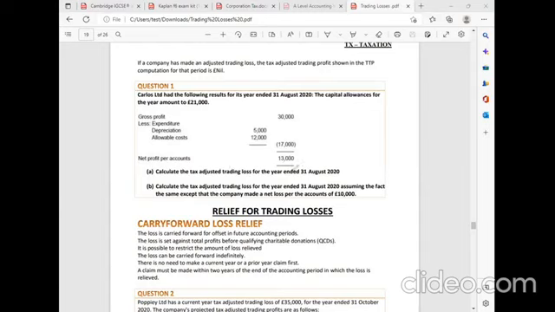So first of all, how will the loss arise? You have a small question, Carlos. Can you read this one, please? Carlos Limited had the following results for its year ended 31st August 2020. Capital allowance for the year amounts to £21,000. Calculate the tax adjusted trading loss for the year ended 31st August 2020.